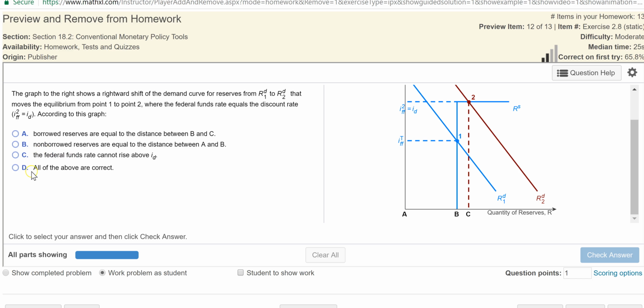But if we check all these answers, we can see that we have this D here. All of the above are correct. So even though A is correct, that doesn't mean that's the correct choice. Because if the other two are also correct, then we should choose D. There's only one choice for the multiple choice questions. Just keep that in mind.